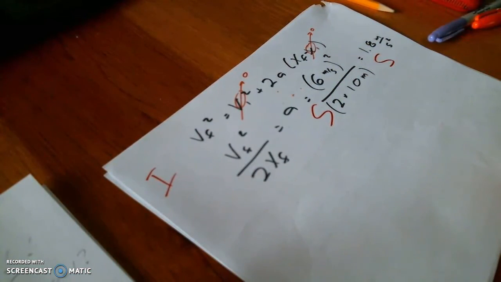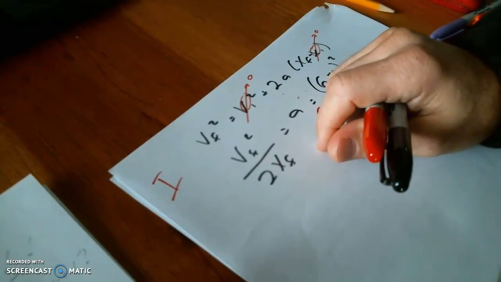Does that make sense? 1.8 meters per second squared. Well, if you contrast that to the acceleration due to gravity, which is just falling down, that's 9.8 or 10. So rolling downhill, I would say that does make sense.